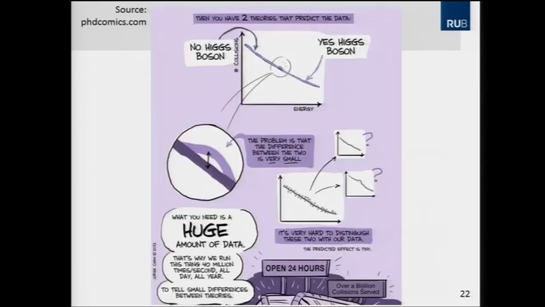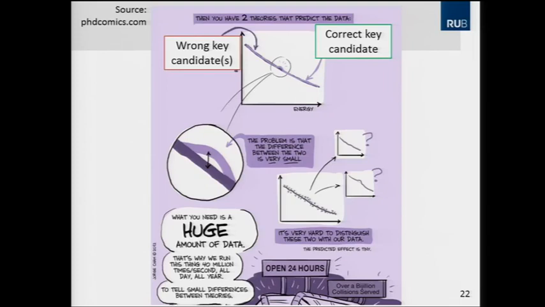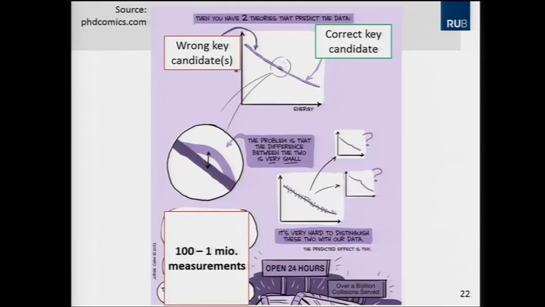I usually explain it like this. This is from PhD Comics about the Higgs boson, how it was detected. You have basically 2 options: there is no Higgs boson, or there is a Higgs boson, and there is a tiny, tiny difference between these 2 hypotheses. To detect this, where in our case no Higgs boson is a wrong key candidate and yes Higgs boson is the correct key candidate, you need to record a lot of measurements to average out the noise and then try to find the small difference. Here it says you need a huge amount of data. For our case, it varies a bit between 100 measurements and millions of measurements, depending on whether you look at a modern smart card or a simple microcontroller.